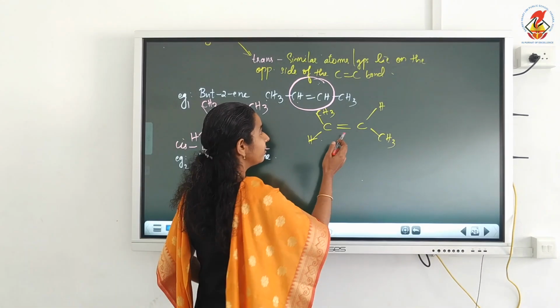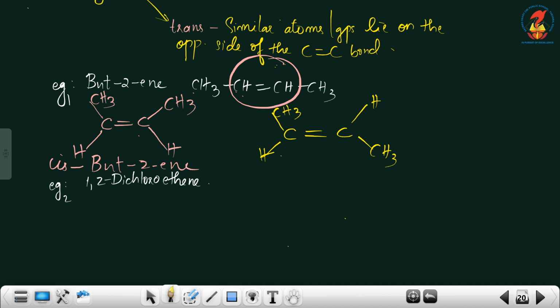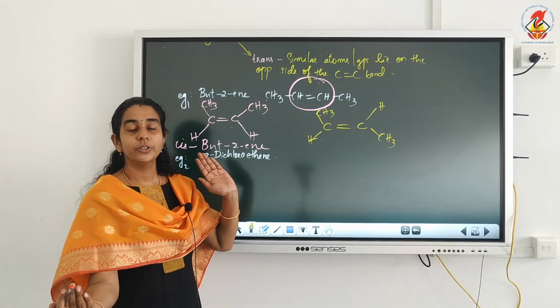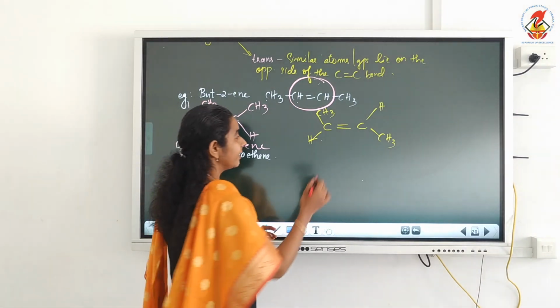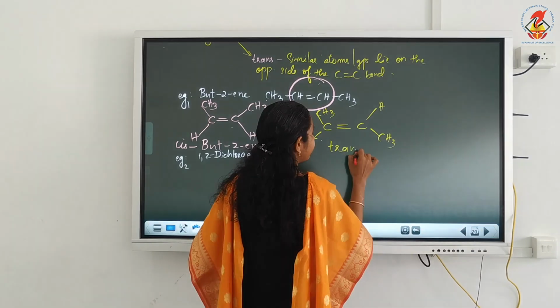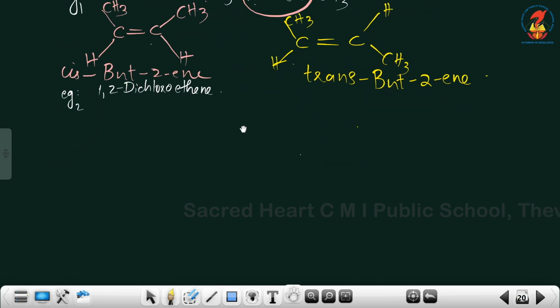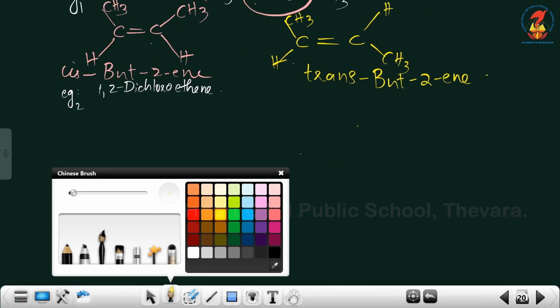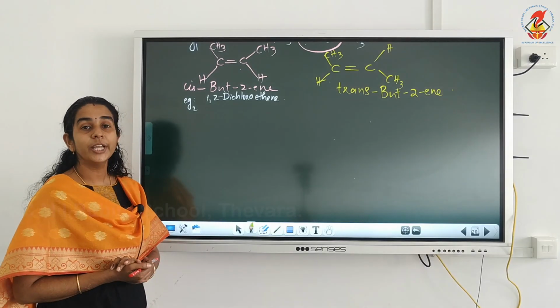If you look at the structure, the methyl group on this carbon and the methyl group on this carbon are now in opposite directions. Since the similar groups are present on opposite sides, it will be called trans-but-2-ene. This is about how to draw the trans and cis isomers. The next one is 1,2-dichloroethene.